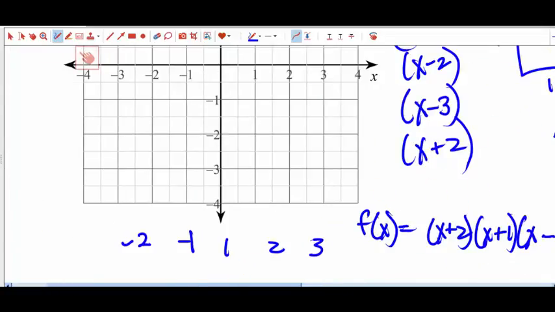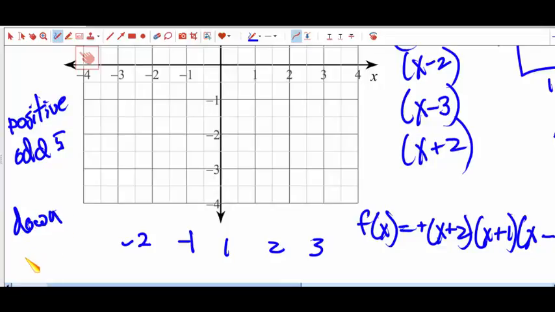So that gives me an odd function because the exponents add up to 5. Okay, so that's an odd function. It's positive because the leading coefficient is 1. Positive odd means it goes down to up. So now I'm going to graph the points.